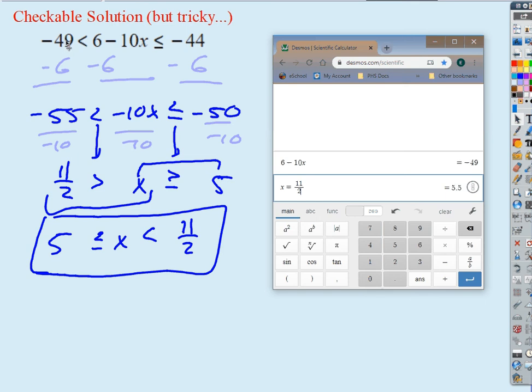So the only other thing to do is to check a value between 5 and 11 halves. 11 halves is just 5.5, isn't it? Everybody agree? So I could check a value like maybe 5.25. That's in between. When I check that, I get a value of negative 46.5. Is that greater than negative 49 and less than or equal to negative 44? Yeah, it's in the middle, isn't it? Right? So everybody see that? It works. Okay?